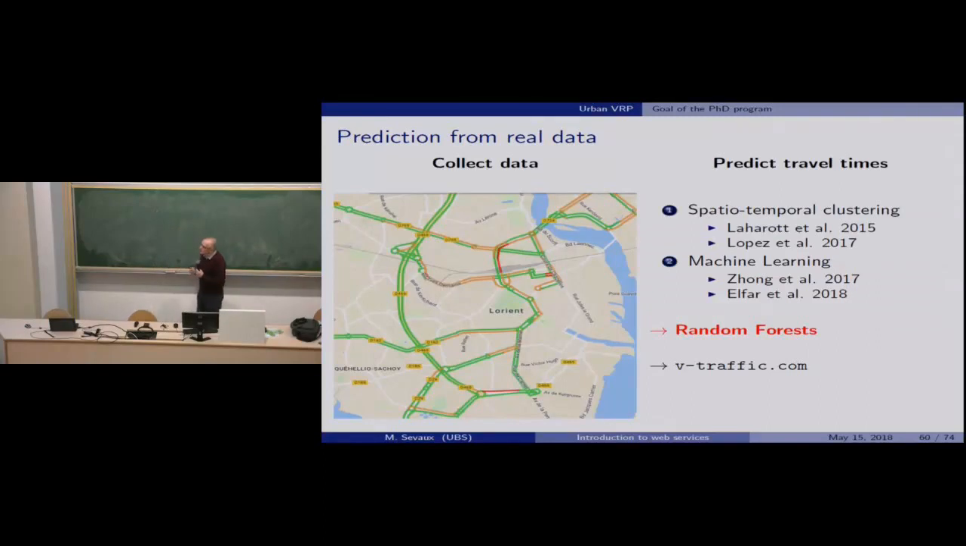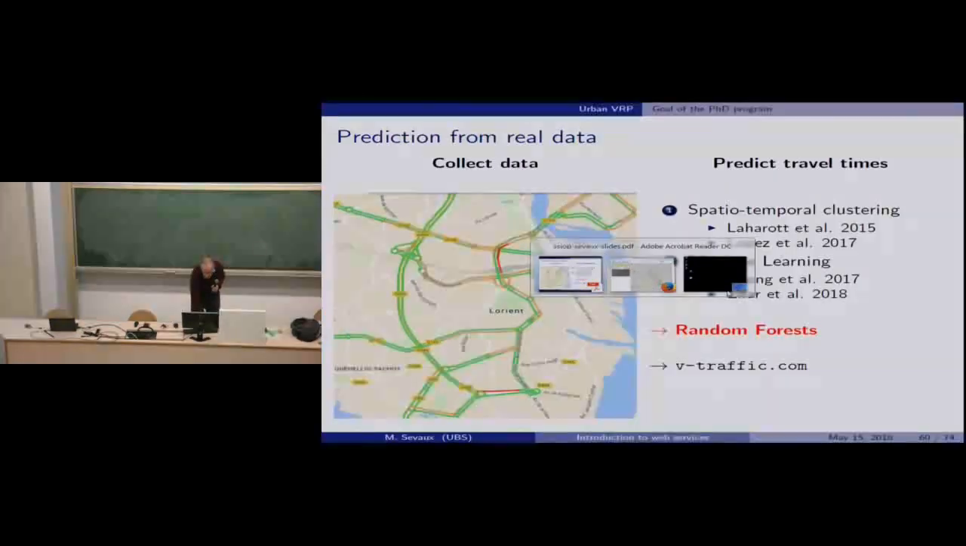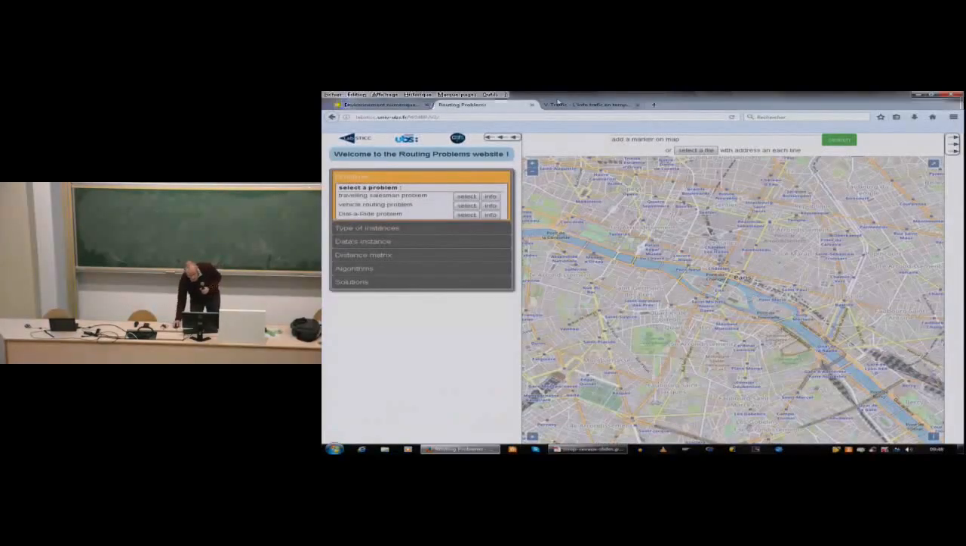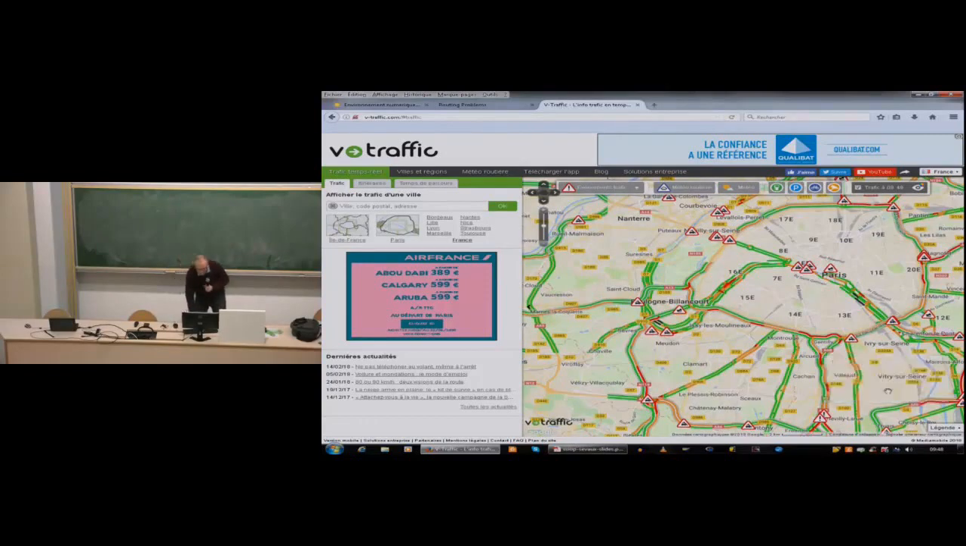We are going also to take information from real data. So, for example, we are going to collect data, and I have a small example, if it works, with vtraffic.com, which is available for free, and this is the real-life traffic in Paris today, now.